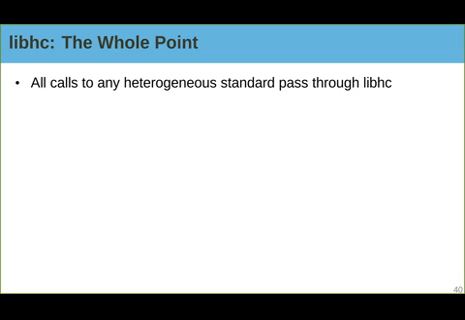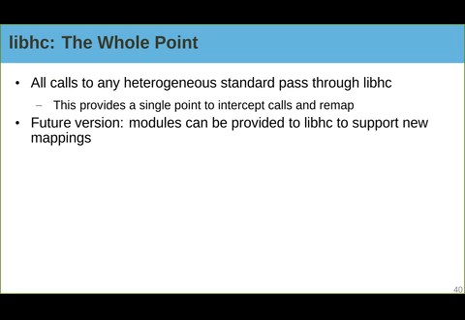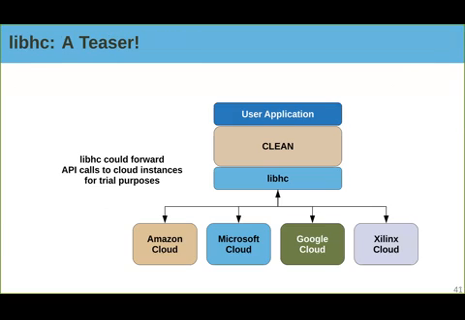So the whole point of libhc, we could give an hour talk just on this, is that all calls to any heterogeneous standard pass through this. So we have a single point that intercepts calls and remaps them if we have to. If we wanted to implement OpenCL on top of Vulkan, we just have to intercept and then change how those calls are made. Future modules can be provided to support new mappings. We can talk about how future proofing is accomplished. And the whole point of this is software stability, so that anything you write will continue to run over time.